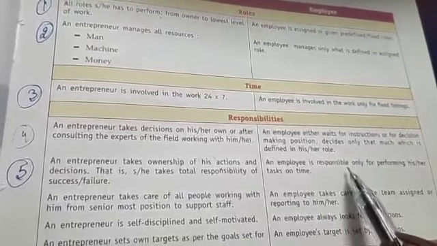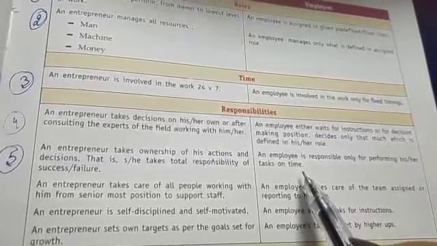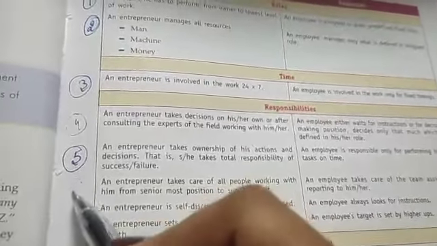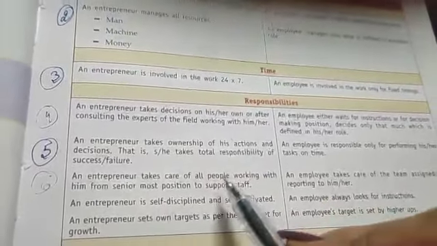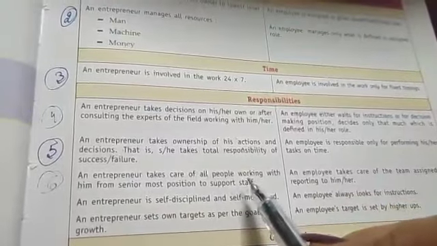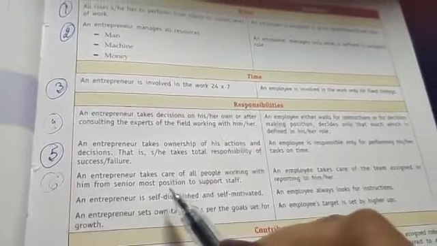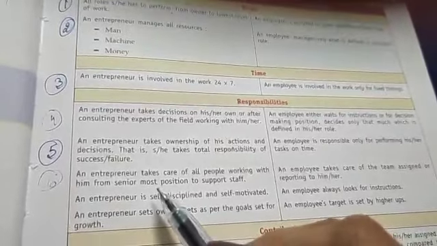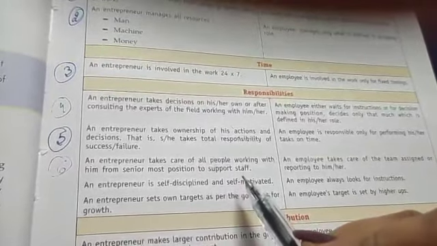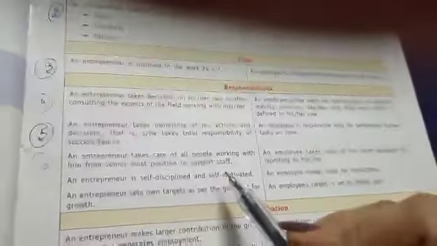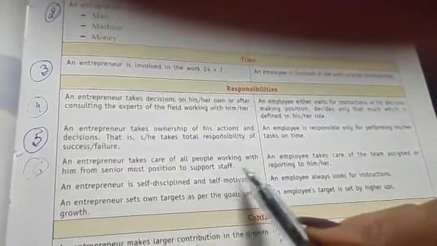So he has to work hard and complete the task on time, so that the company will get its profits. Next is the sixth point: an entrepreneur takes care of all the people. A boss will take care of all the people working with him, from the senior-most position to support staff. Senior-most position may be managerial level, and support staff means everyone working within an organization, from the staff members to the peons. The entrepreneur has to take care of all the people working there.